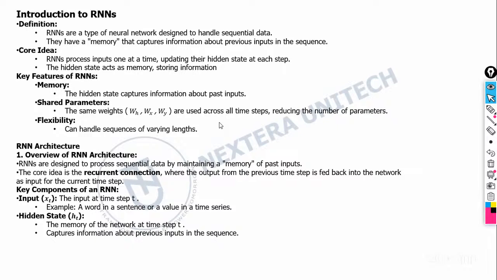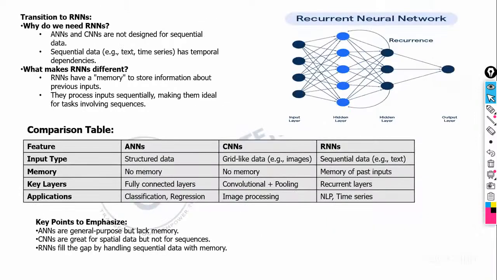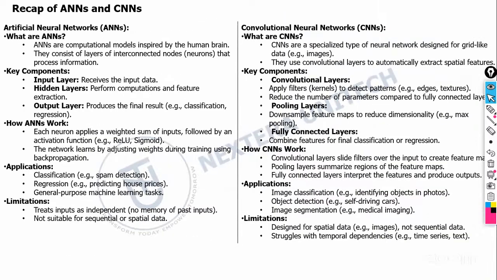Right. So, welcome all to the sessions of RNN, Recurrent Neural Network. In the previous session, we have understood what is sequential data. Then we have also understood why ANN and CNN cannot be used in order to work on sequential data.